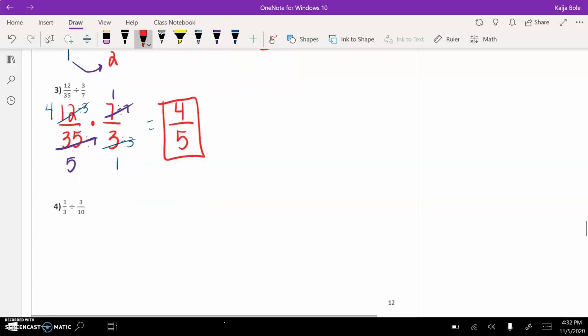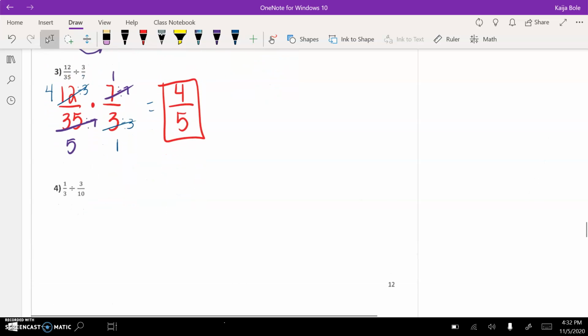It's 4/5. And the last one here, 1/3 divided by 3/10. This would be 1/3 times 10/3. I'm looking. 1 and 3, I can't do anything. 10 and 3, I can't do anything. So I multiply straight across. So I get 10/9, and I'm done.